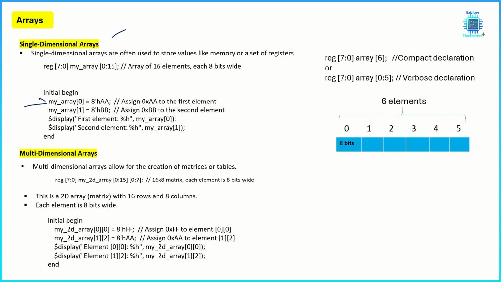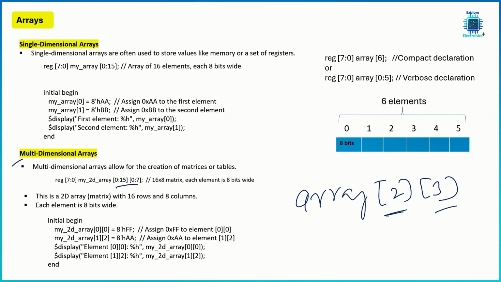We can access a particular location of the array by selecting that address over here, or the index. My array of 0 means 0th location, 1 means first location, like that. Multi-dimensional arrays. Multi-dimensional array in the sense it is having 2 dimensions. Means after the array name, suppose if we write it as array of 2 and then 3, it will be having 2 rows and 3 columns. So that is how the multi-dimensional array will be written. The first value we write here will be for the row, and the second value will be for the column. That is the multi-dimensional array.